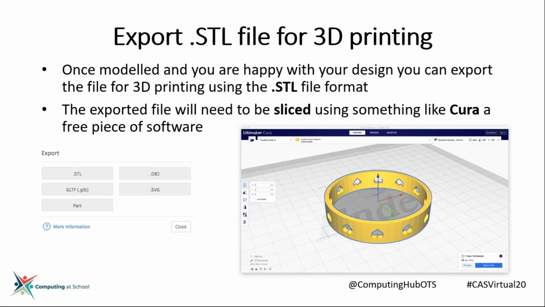Cura is a free piece of software. It does need a download, but once you've exported your STL file, you import it into Cura for slicing, which is this screenshot that you've got here, and it will give you a little bit of information down here. It's showing that this bracelet on the settings that I have running on my machine will take 1 hour and a quarter to print, and it will use 9 grams of PLA filament, which equates to about 14 pence or thereabouts.